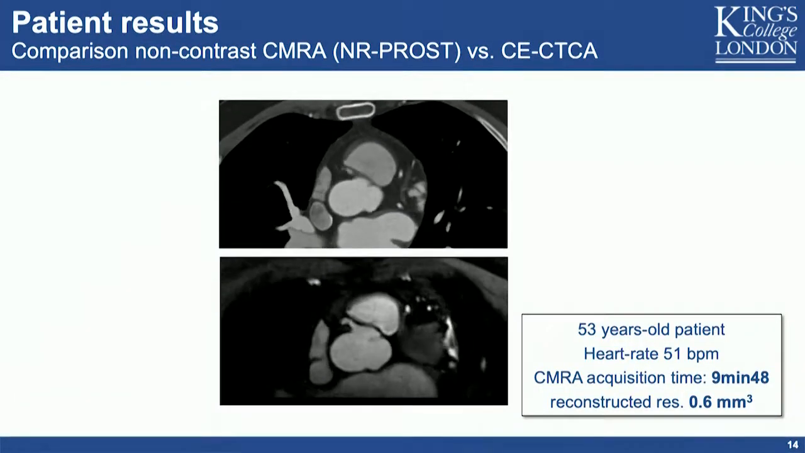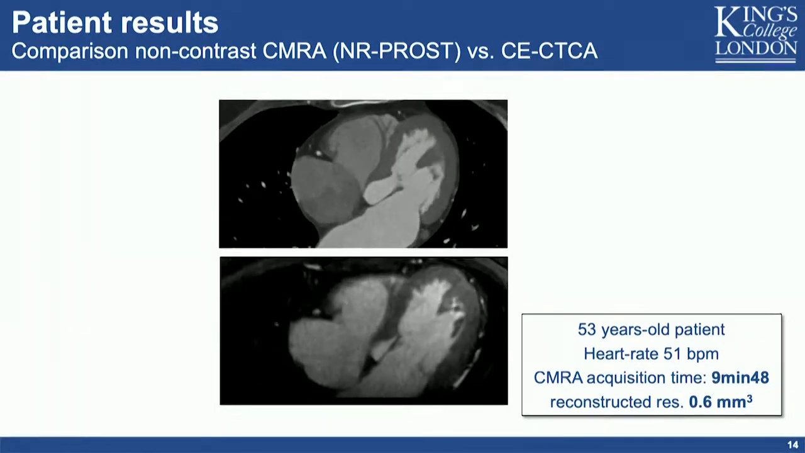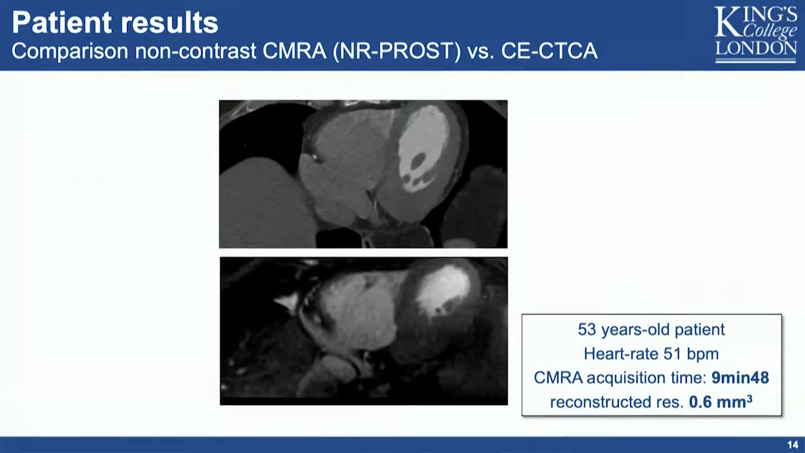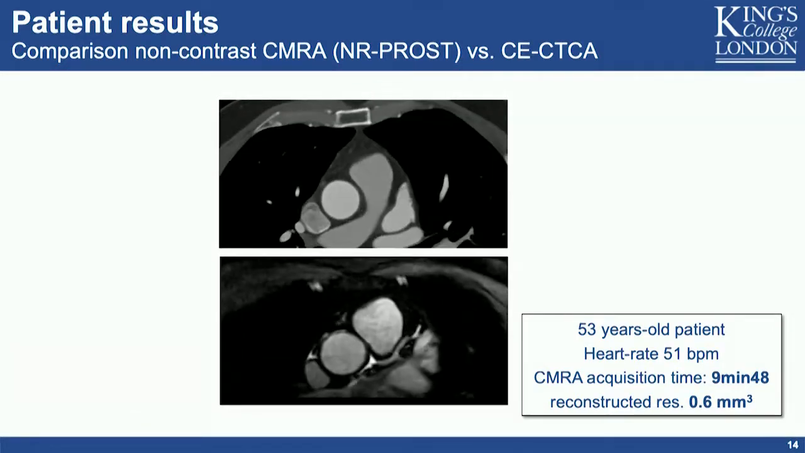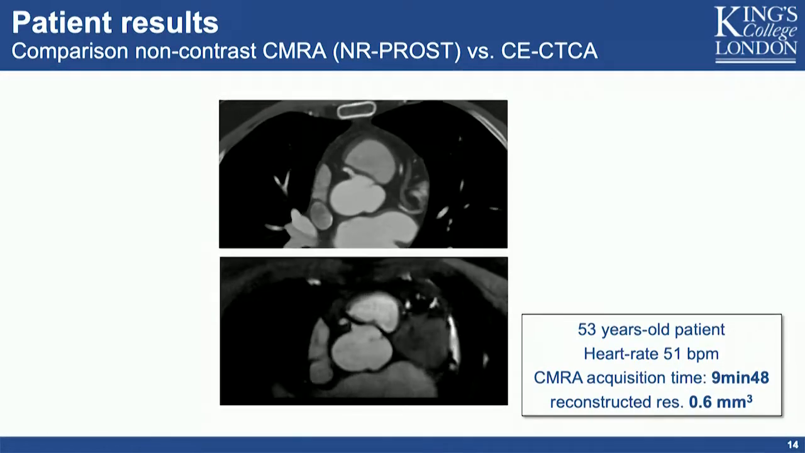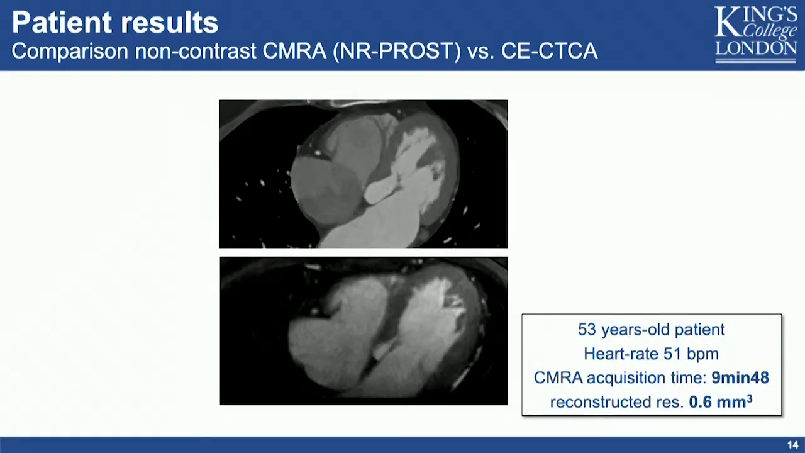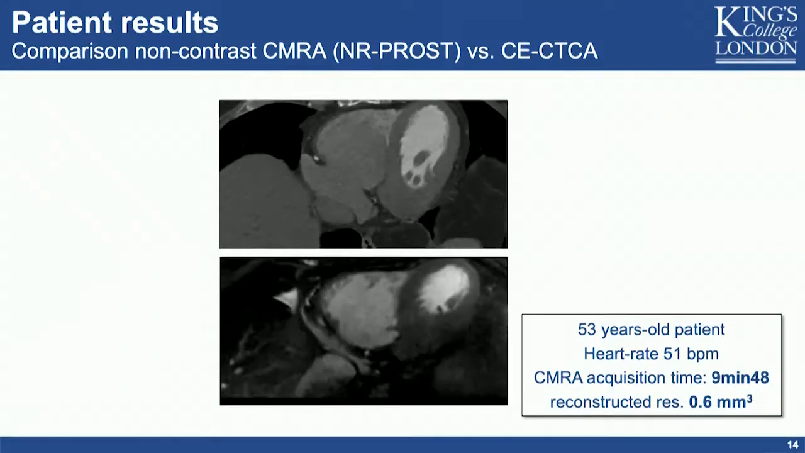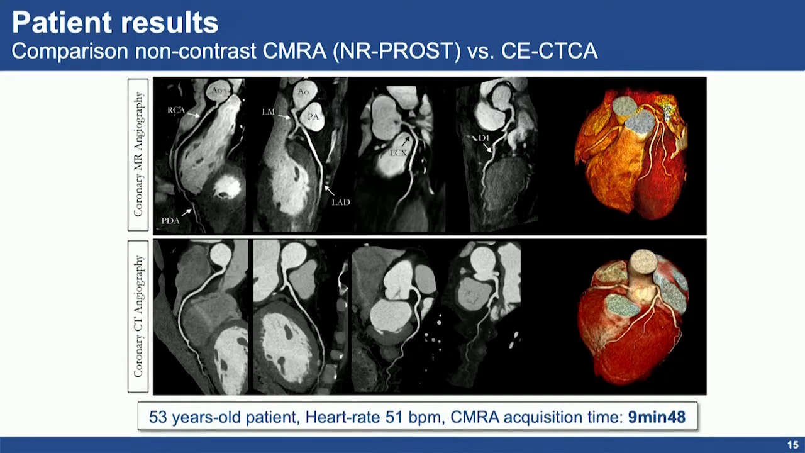Now, comparing with contrast-enhanced CT, we see that whole heart sub-millimeter isotropic CMRA shows excellent agreement with CTCA using this proposed framework, non-rigid PROST reconstruction at sub-millimeter isotropic resolution. Therefore, we reduce the gap between the 2 modalities. Of course, CMRA having the advantage to be a radiation-free modality compared to CT.